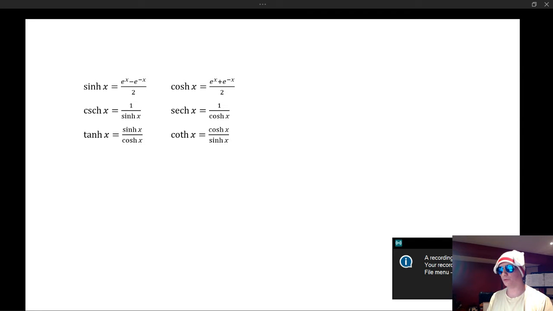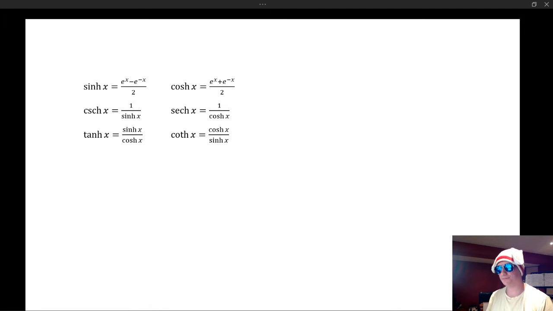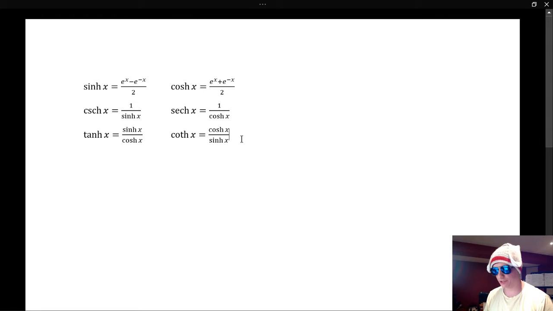Today we're going to be going through some of the hyperbolic trig identities. So, just starting off, these are the definitions of all the hyperbolic trig functions. So, sinh of x is e to the x minus e to the negative x over 2. Cosh of x equals e to the x plus e to the negative x over 2. And the rest you can read. They're based off of the regular trigonometric functions.